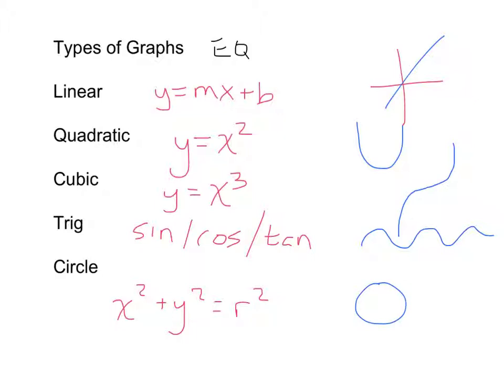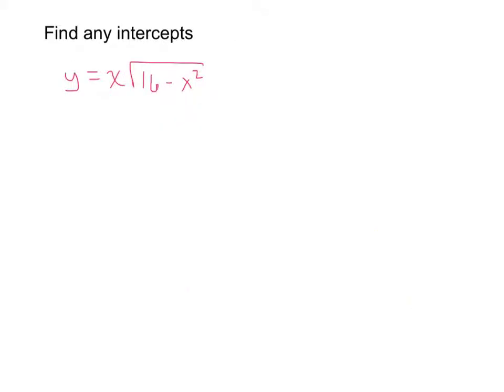Alright, we're actually going to move on quite a bit. Next thing we'll talk about are intercepts. Intercepts are pretty simple, but the biggest thing you have to remember is there are two types. So here's an example problem. Find any intercepts of y equals x times radical 16 minus x squared.